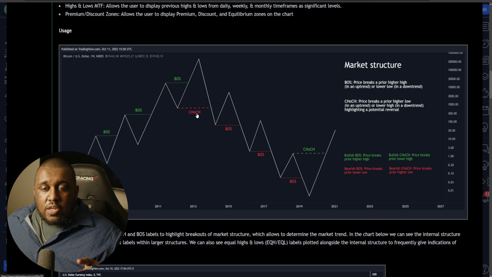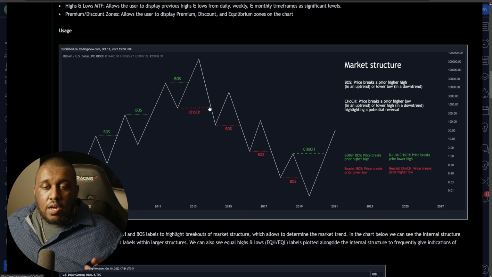Now, you'll see right here we have a red change of character. A change of character is when price breaks a prior higher low in an uptrend or a lower high in a downtrend. So let's stay with this part right here. Price breaks a prior higher low, higher low, higher low, higher low. When you break down below that, all of a sudden you're not going up. You're going sideways and or down. That's not the way you want to go.